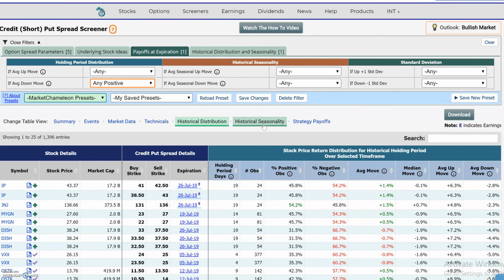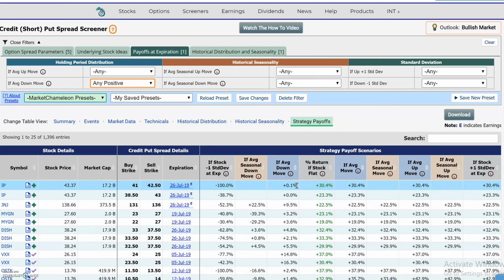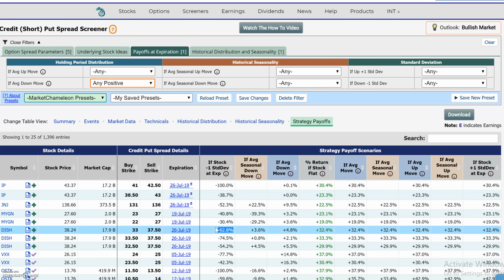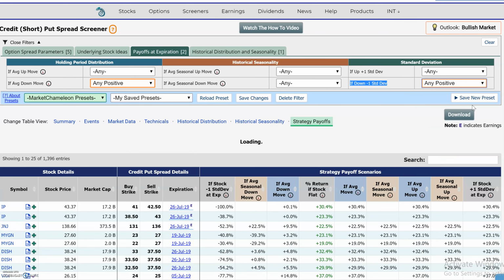And that's how you could use the average down move to set a downside cushion based on your historical statistics. Another thing you might want to do, and I'm just going to go right here, strategy payoffs. This is basically your payoffs on your credit spread based on where it lands. And sometimes, maybe you're even more conservative and say, well, if the stock drops by 1 standard deviation, I still want to be positive, right? So I still want to make money or break even.